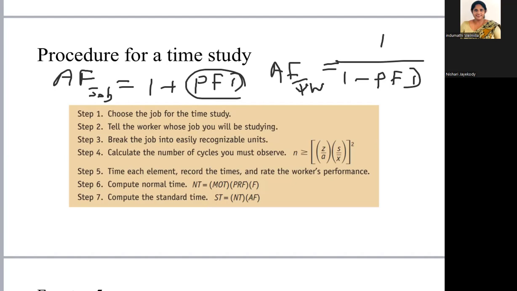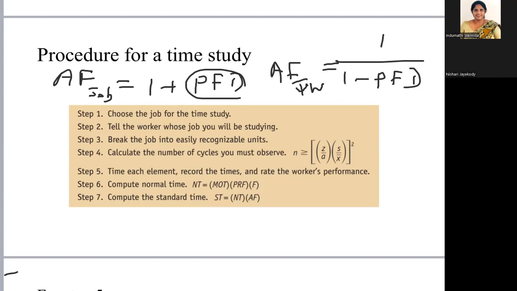So this then in the fifth stage, no, sixth stage, right? In this fifth stage, we explained how to compute normal time. So now you know how to compute normal time, and in the seventh, finally, we can compute the standard time. So when calculating the standard time, we need this factor, the allowance factor, right?